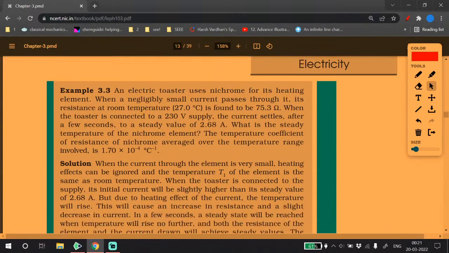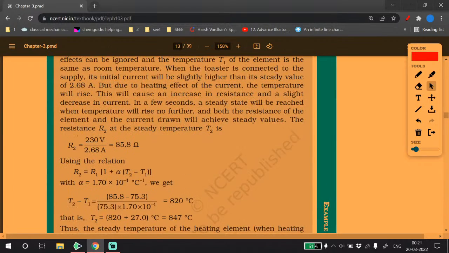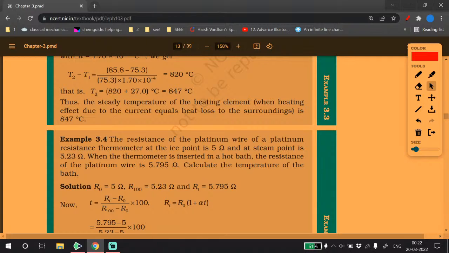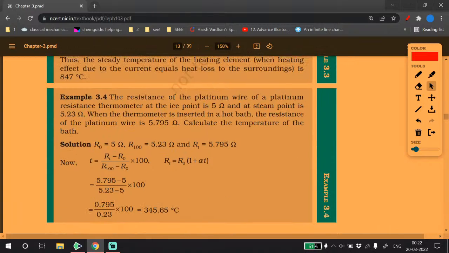On heating, the resistance increases and current decreases. That is example 3.3. And this is like literally the thermal chapter.